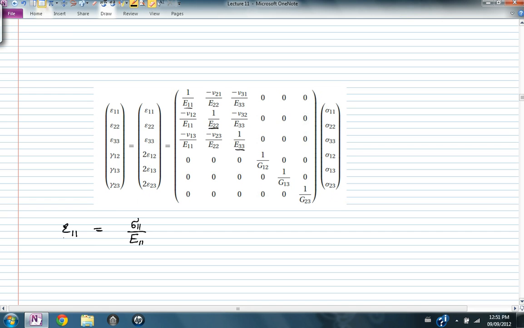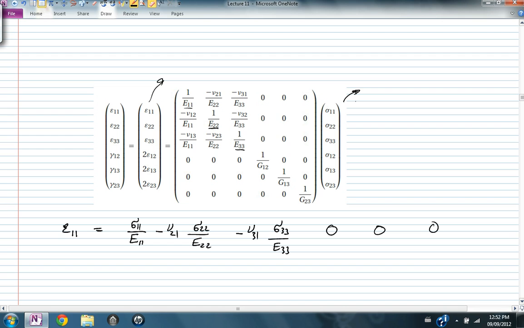Epsilon 11 is affected by sigma 22 divided by E22, using a certain Poisson's ratio. It's also affected by sigma 33 divided by E33, using a certain Poisson's ratio. It's not affected by the shear stress in any of the other directions. If I have shear stress, I don't get any longitudinal strain. And so on. You get this relationship between the strain and the stress.